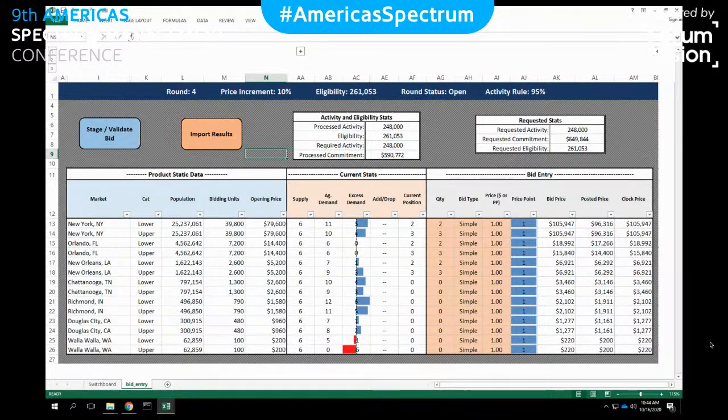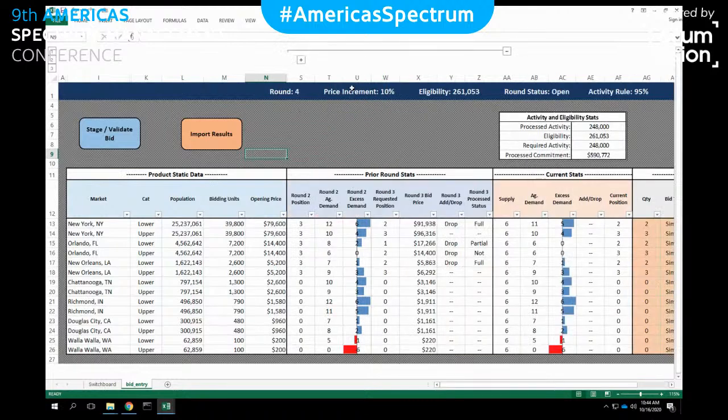Okay, so we can see that New York lower was fully processed, and just as one would expect, the posted price rose to the prior round's clock price. We can see in Orlando lower, we were marked as being partially processed. We requested a drop of 2, only 1 unit was dropped, and the new posted price is our bid price.